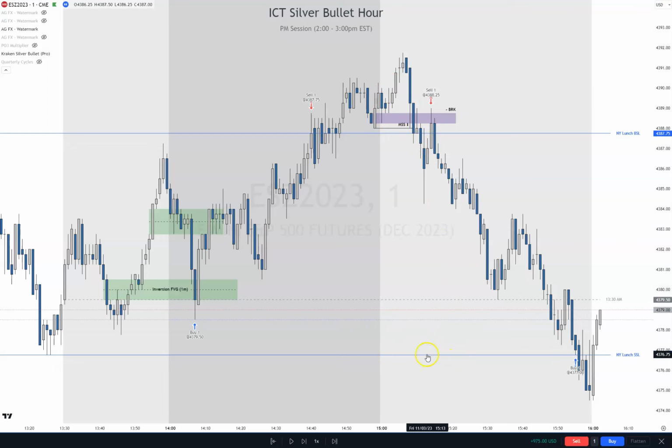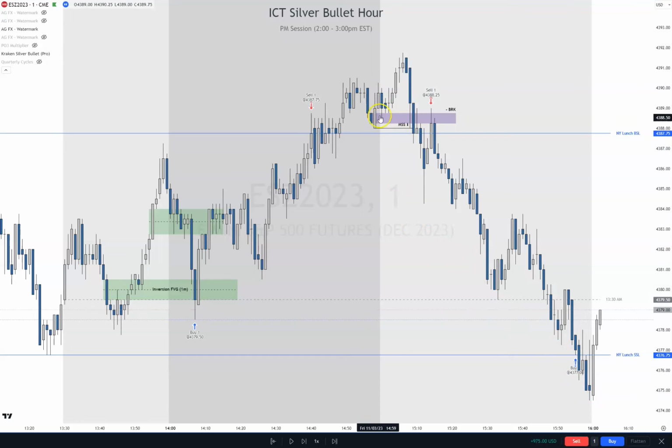Does it always hit there? No. Is that our target? Should be. Will it always hit it? No. That's what we're targeting in the power hour, right? Have to be done before 4 o'clock, and we're done 5 minutes till.